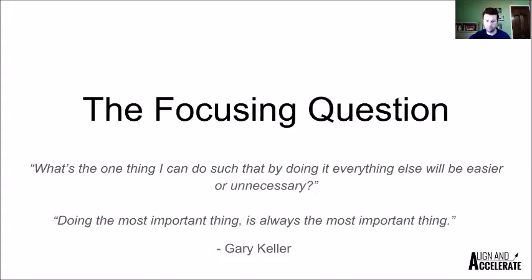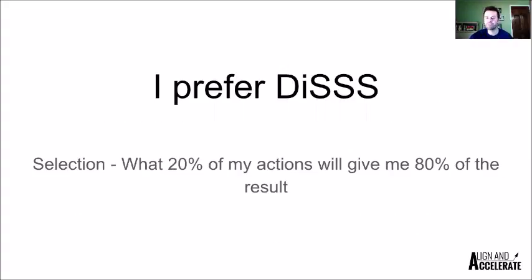For me though, sorry, there's one more quote. Doing the most important thing is always the most important thing, Gary Keller. For me, I prefer the 80-20 principle. That's what 20% of my actions will give me 80% of the results. Maybe that's because I have a mathematical, logical mind. But if I'm thinking about 80%, I know it's something that's going to give me a lot of movement forward on what I'm trying to accomplish with minimal action. So it's like, what's going to give me that 80-20 effect?